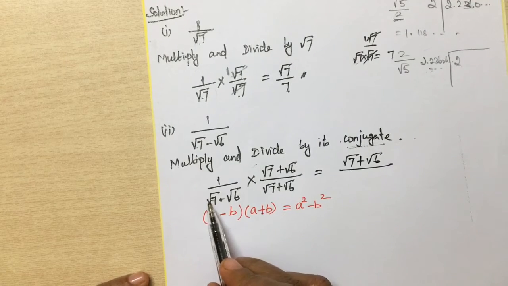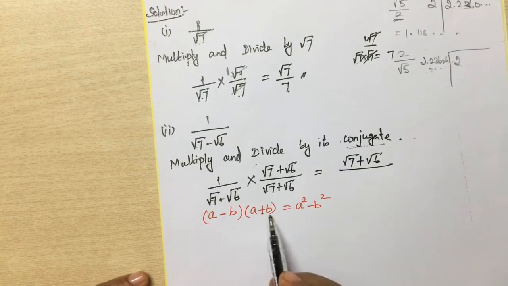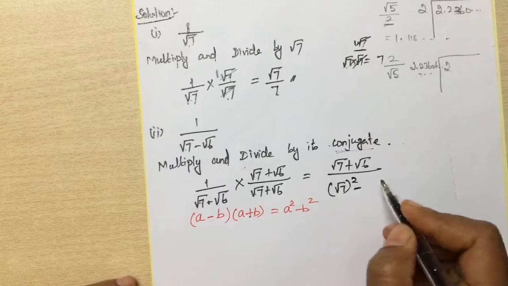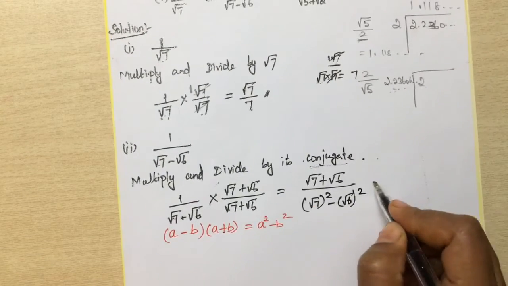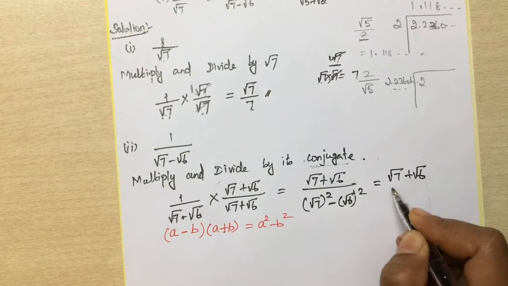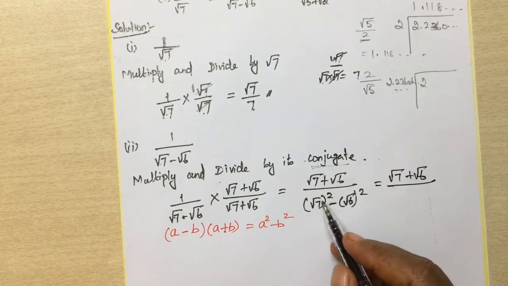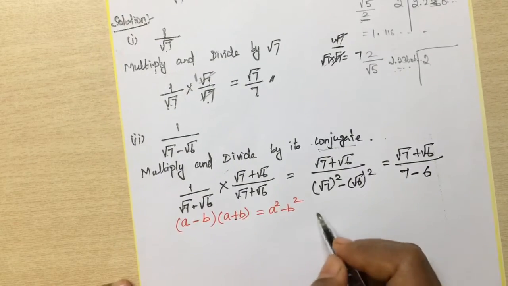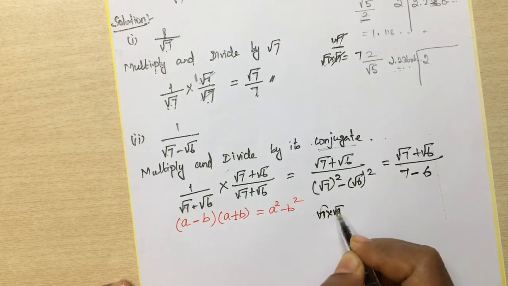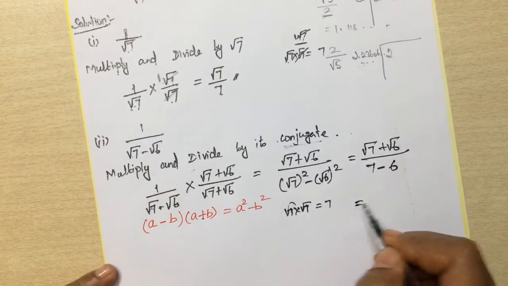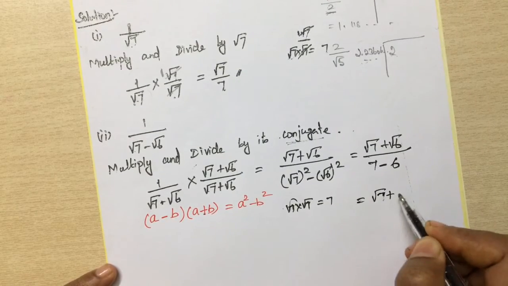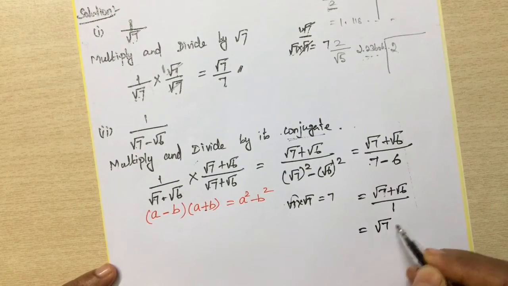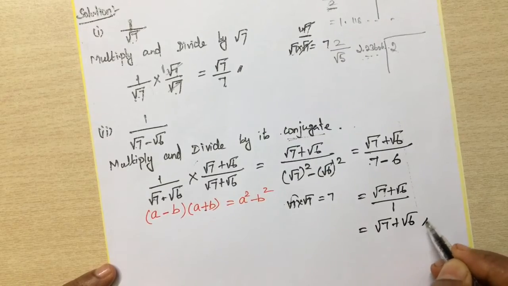So now as you can see, a minus b into a plus b is a square minus b square. A is root 7 square minus root 6 square, with the numerator root 7 plus root 6 as it is, divided by root 7 square, which is 7, minus root 6 square, which is 6. As we know, root 7 into root 7 is 7 only. Okay. Now finally we have got root 7 plus root 6, just simplify, divided by 7 minus 6 is 1, which means the same value, root 7 plus root 6 divided by 1 is the same answer.